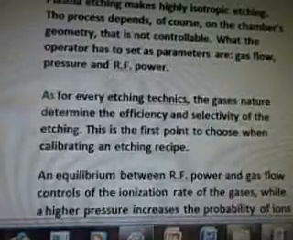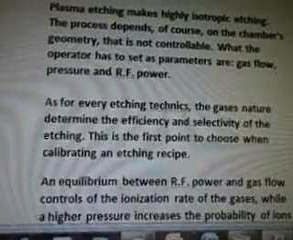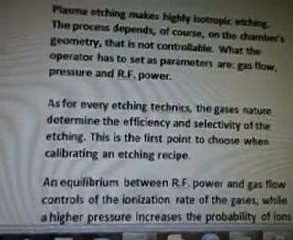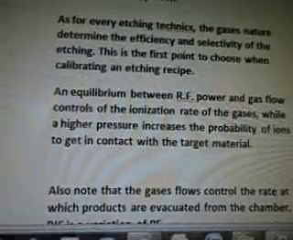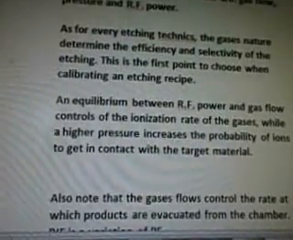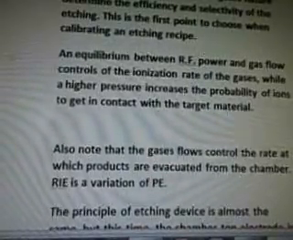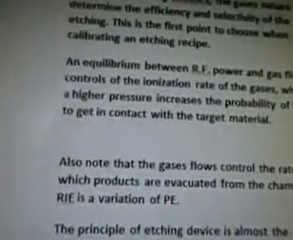Plasma etching makes highly isotropic etching. The process depends, of course, on the chamber's geometry that is not controllable. What the operator has to set as parameters are gas flow, pressure, and RF power. As for every etching technique, the gas's nature determines the efficiency and selectivity of the etching. This is the first point to choose when calibrating an etching recipe.